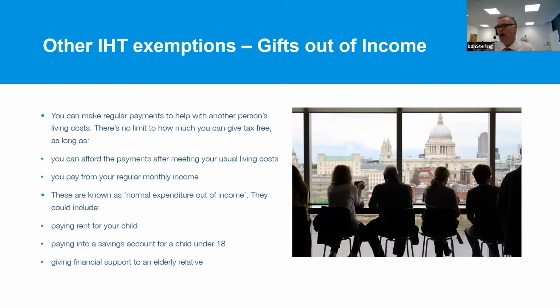Typical examples are paying rent for a child, paying into a savings account for your children, giving financial support for elderly relatives, or alternatively, grandparents can use it to help fund their grandchild's university fees. So a lot of people do take advantage of the normal expenditure out of income IHT exemption.